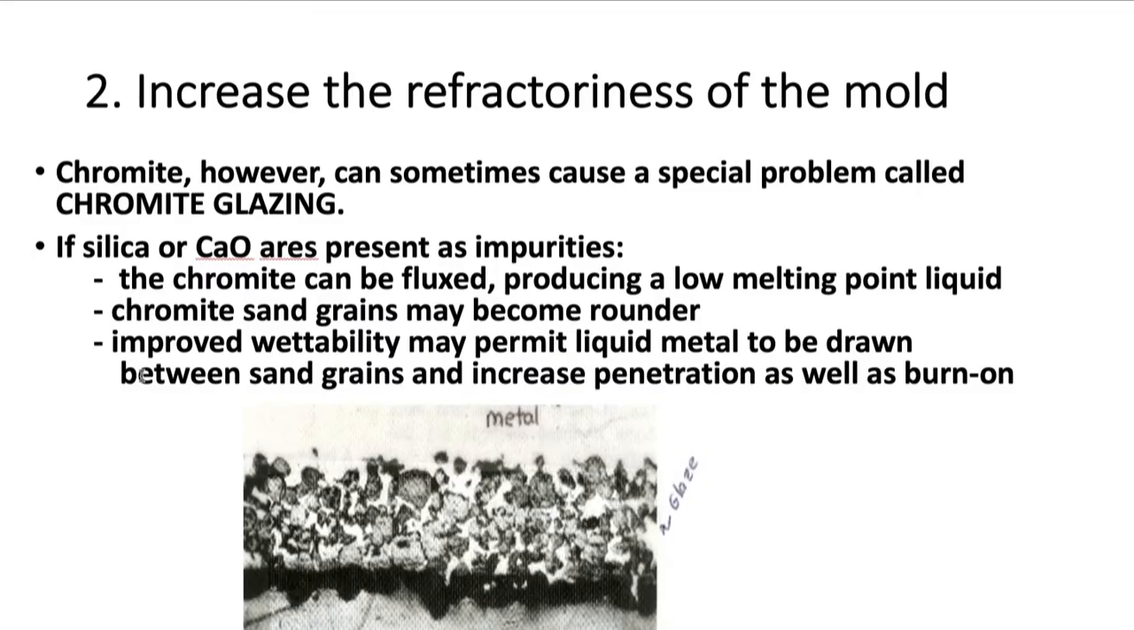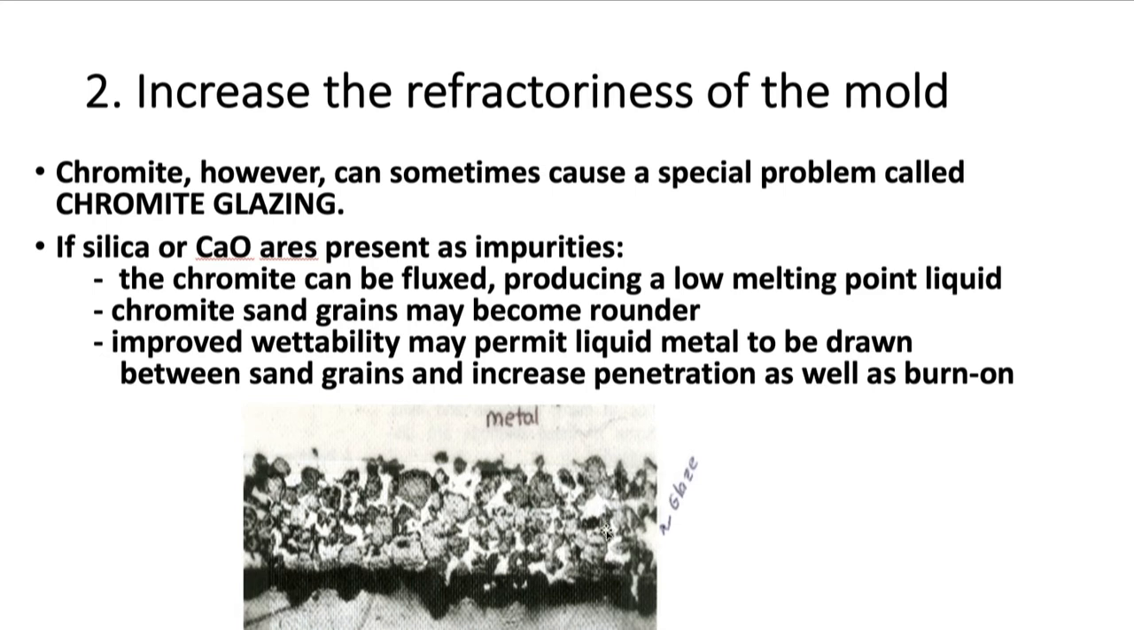So here's some other stuff that can happen. The refractoriness, if you want to increase the refractoriness, which means that it can withstand higher temperatures. If we mix silica and calcium oxide, if they're both present as impurities, chrome oxide sand can be fluxed. So basically the surface melts, and it's kind of hard to see in this, but metal is here. Okay, this is a micrograph. In other words, we polished a sample.